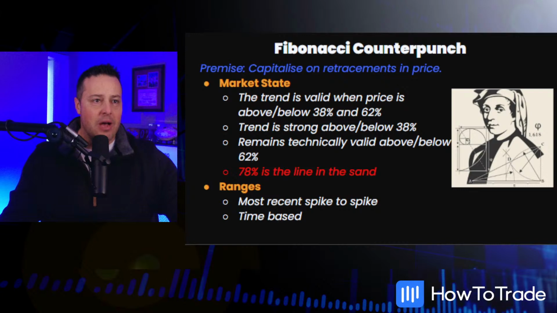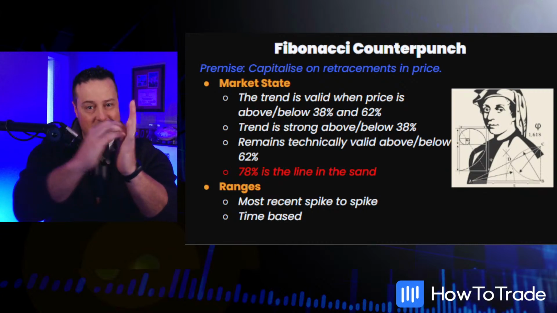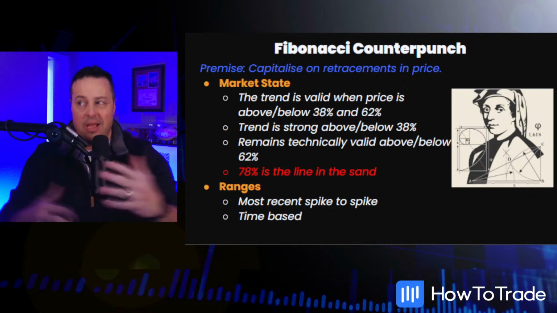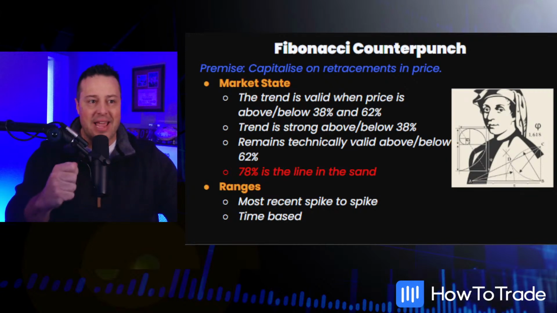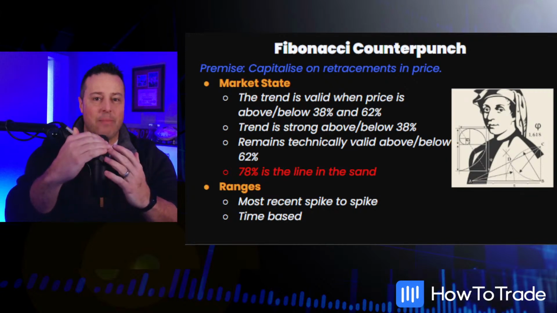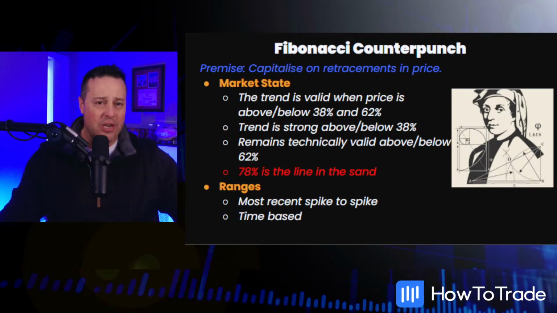entries. Now, as far as what we're trying to do, a trend is valid when price is above or below 38 and 62%. That's absolutely key. A trend is strong when it's above or below 38%. So if we're trending and we've got a daily range, say beneath 38% on a downtrend, that means that we're relatively strong and we're looking for trend extension. 78% is the line in the sand. When we get a pullback to 78%, that level has to hold. If it doesn't hold, then we're looking for the previous swing high or swing low to be taken out.